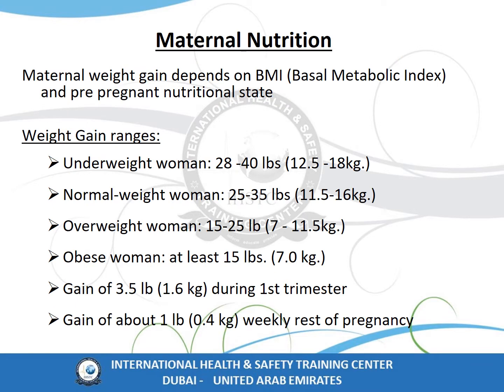Next, we will look into maternal nutrition. The average expected weight gain during pregnancy is 25 to 35 pounds for women with a normal pre-pregnancy weight. And in the slide, you can see weight gain ranges for underweight women, overweight women, obese women. An increase of about 300 calories per day is needed during pregnancy. Calorie needs are greater in the last 2 trimesters than in the first. And an increase of about 500 calories per day is needed during lactation.